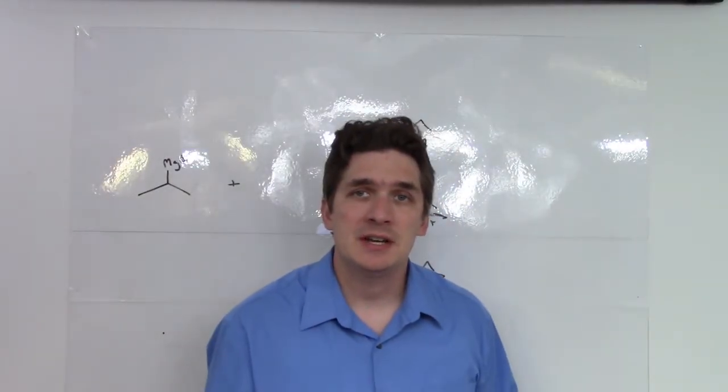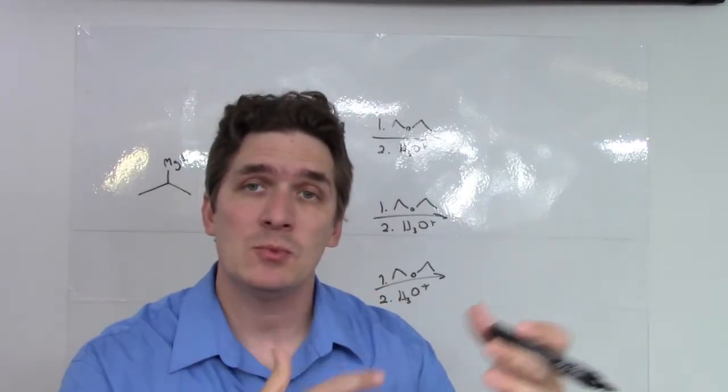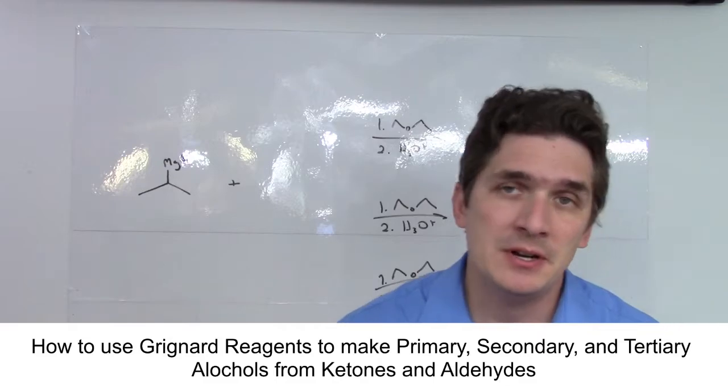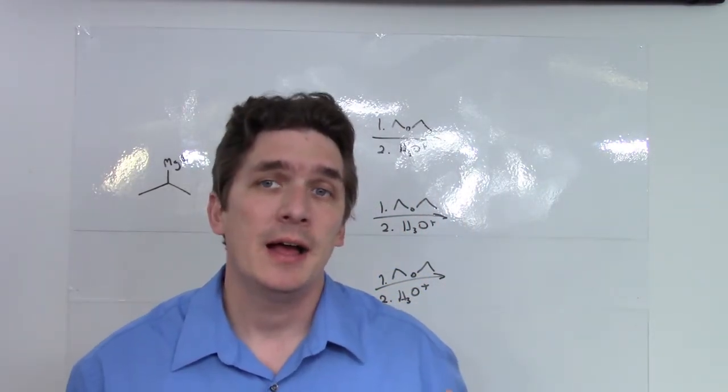Now, in the previous video I talked about using Grignards to create alcohols, and spoke specifically about ketones. Let's talk more about a fundamental approach. There are three types of alcohols: primary, secondary, and tertiary, and you can make all of them with a Grignard. How do you do it?